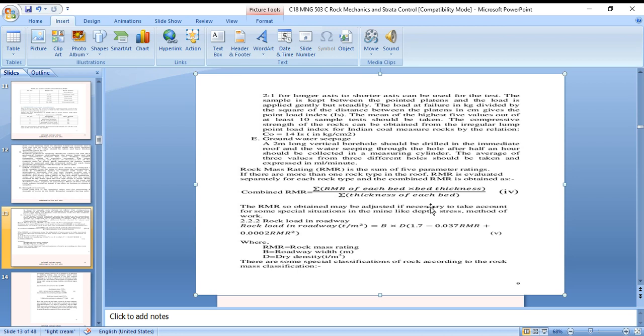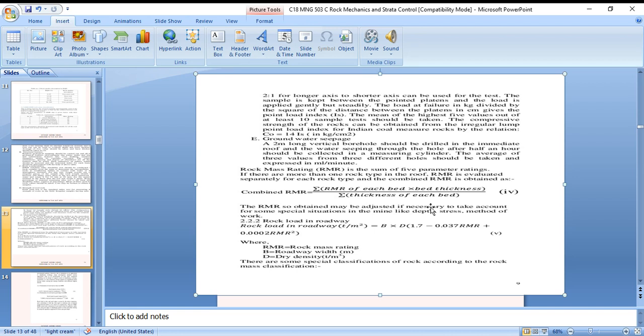The compressive strength of the rock can be obtained from the irregular lump point load index for Indian coal measures rocks by the relation, in kg per centimeter square. Groundwater seepage: a 2 meter long vertical borehole should be drilled in the immediate roof, and the water seeping through the hole after half an hour should be collected in a measuring cylinder. The average of three values from three different holes should be taken and expressed in minutes.